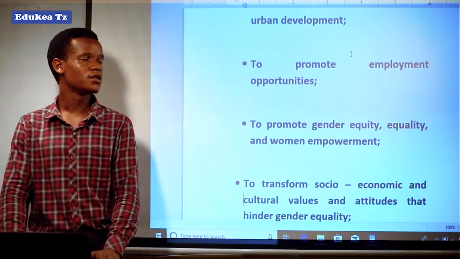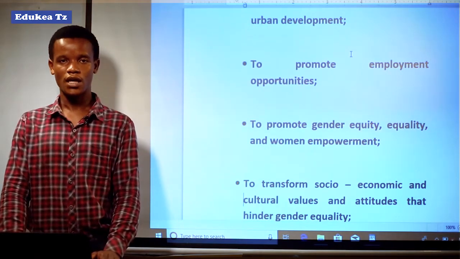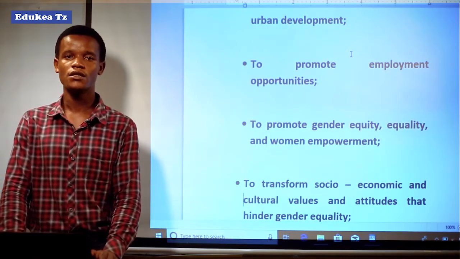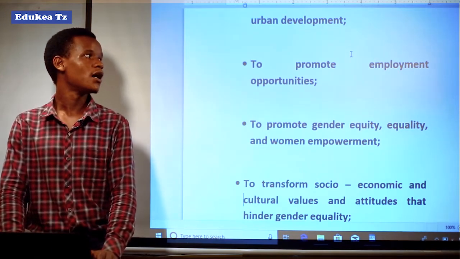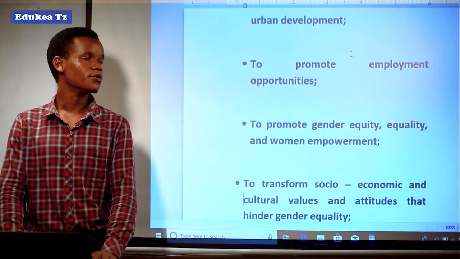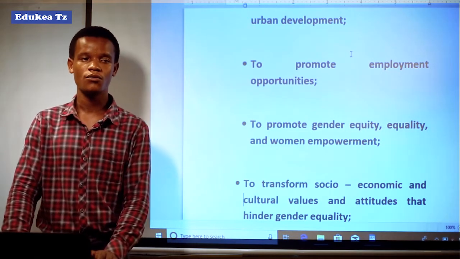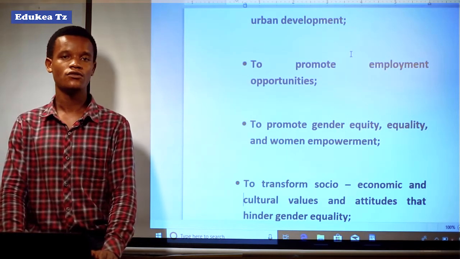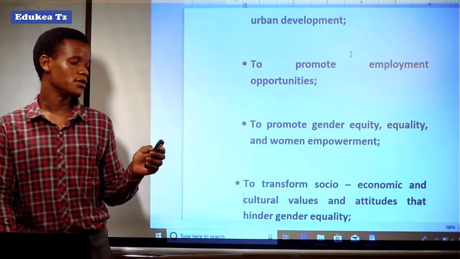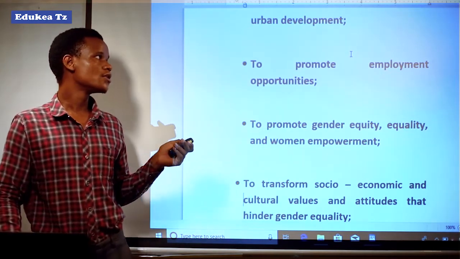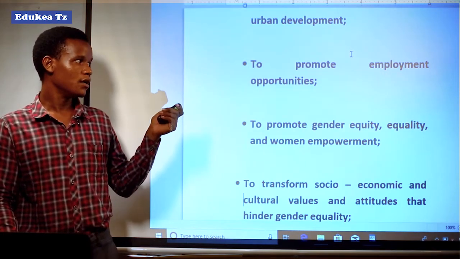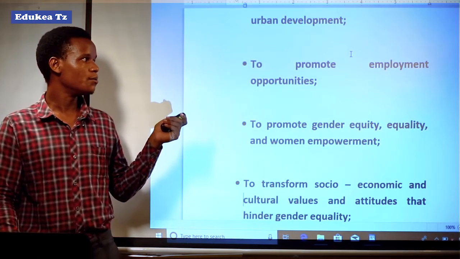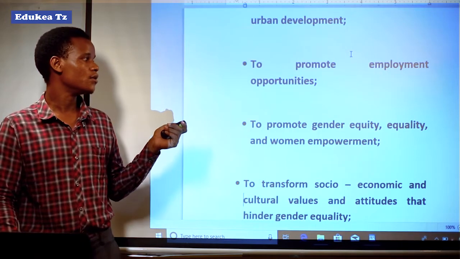So the government puts these policies in place in order to control the population and allow all people to have employment opportunities. This is another objective of the government in putting these policies in place. The policies were put in place to ensure that all people in society are employed.